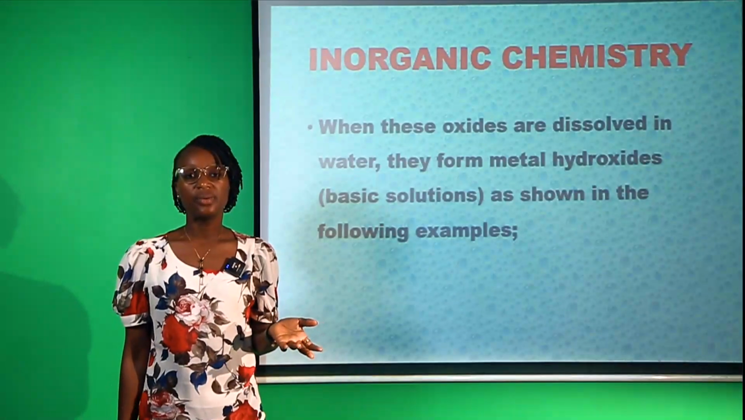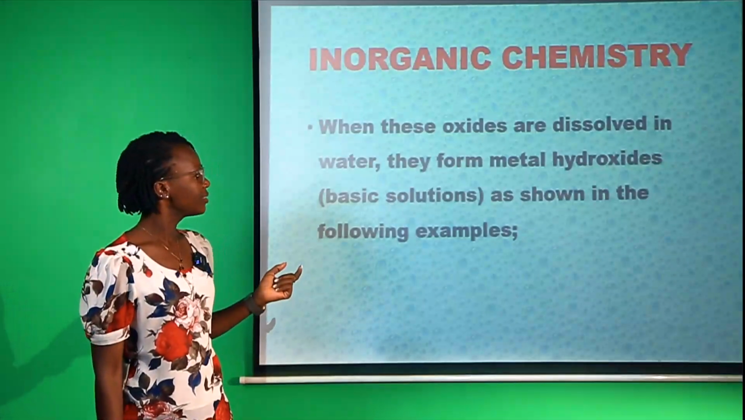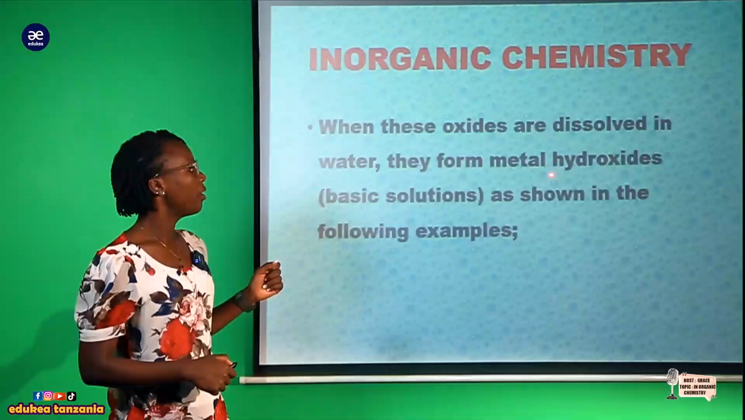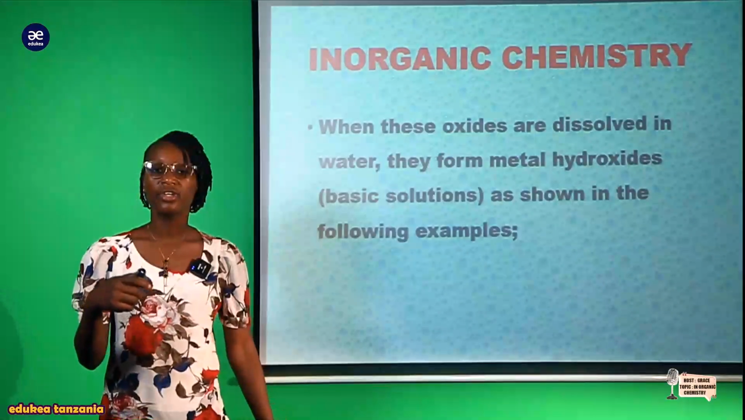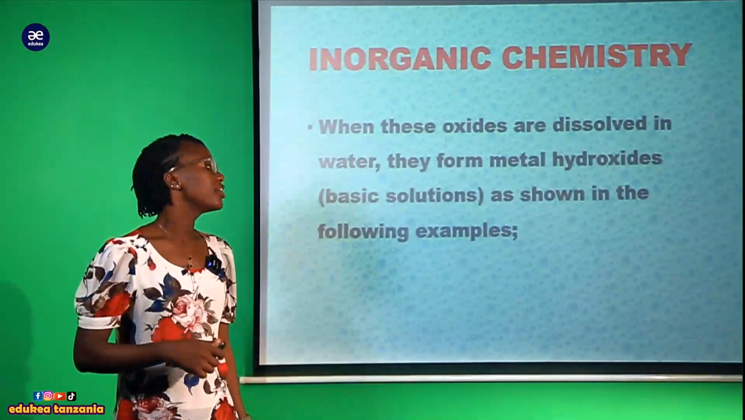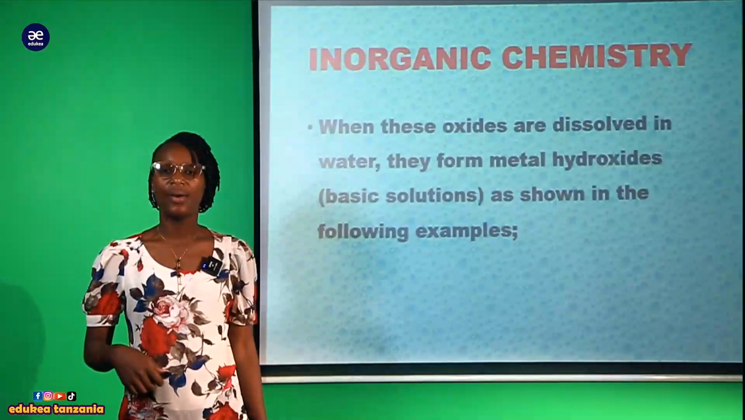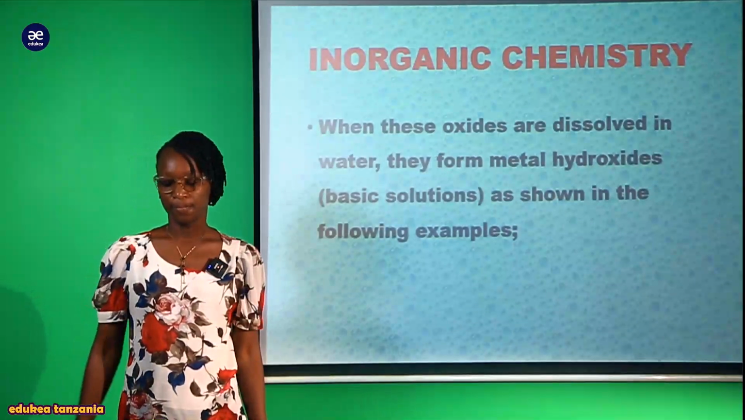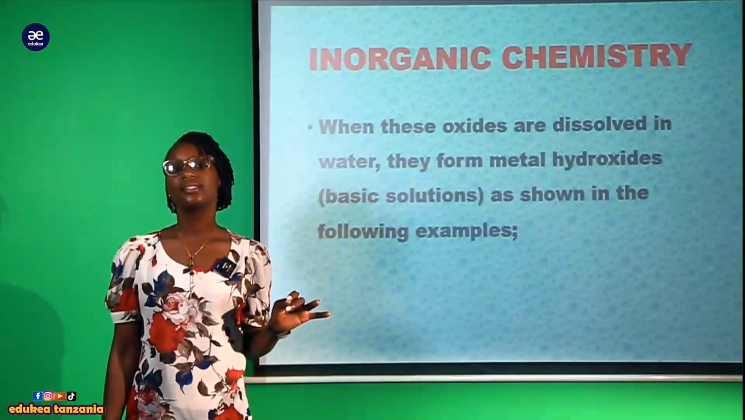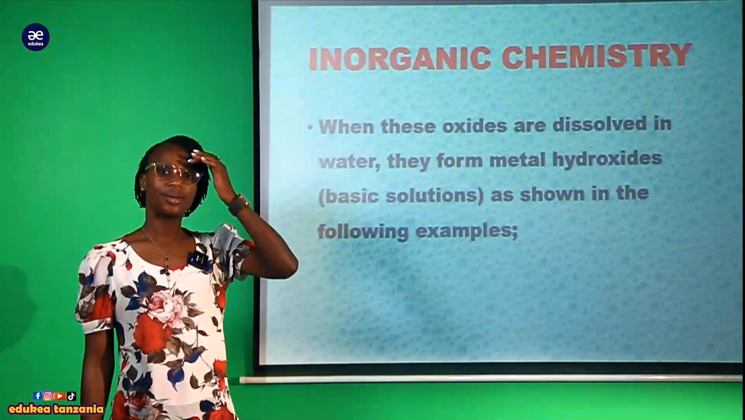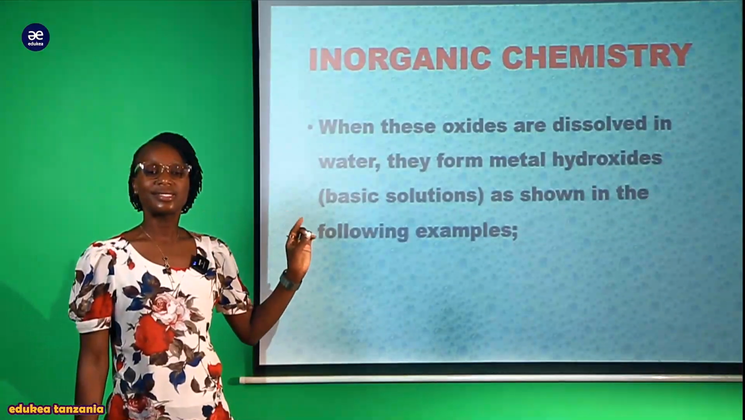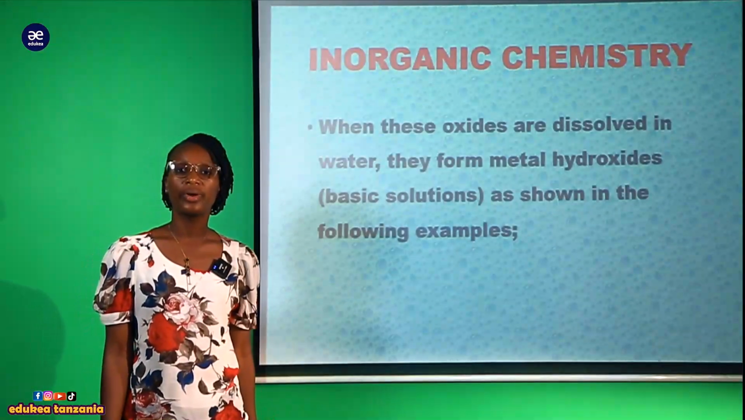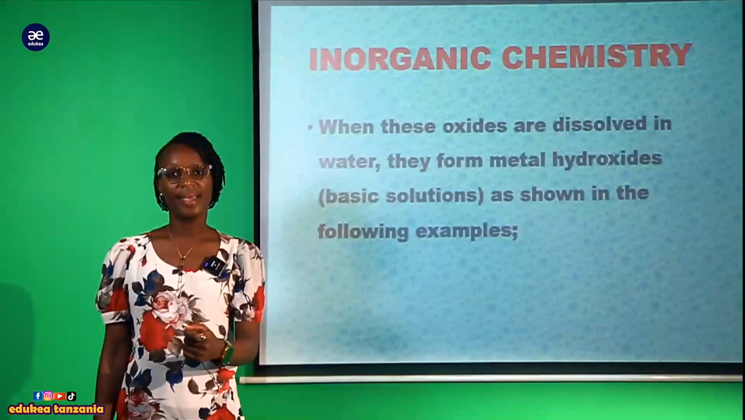Student, let us proceed with the second part of our discussion. Anasema kwamba when these oxides are dissolved in water, they form metal hydroxide, ambayo hii metal hydroxide ni nini? Ni hydroxide, ni basic solution au ni alkali solution, as shown in the following examples. Kwamba endapo hizi metal oxide zinapo react na water molecule, for instance these which are soluble ones, tunaenda kupata basic hydroxide compound ambayo ni alkali solution au ni basic solution.